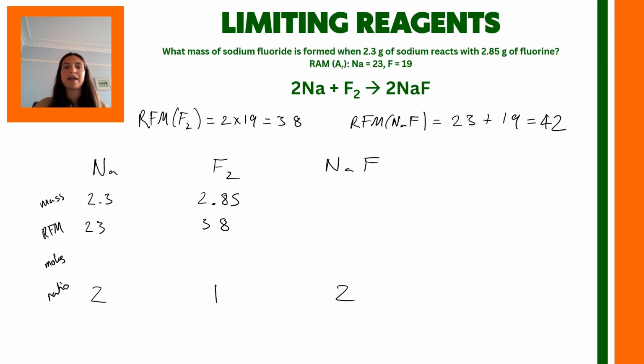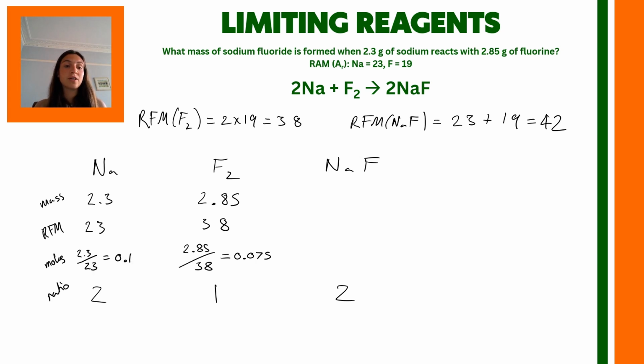And if I look at my equation, I've got 2Na plus F2. So that's in a ratio of 2 for my Na, 1 for F2. And on my right hand side, that gives me 2 NaF. So my ratios are 2, 1, 2 here. Okay, now let me work out my number of moles.